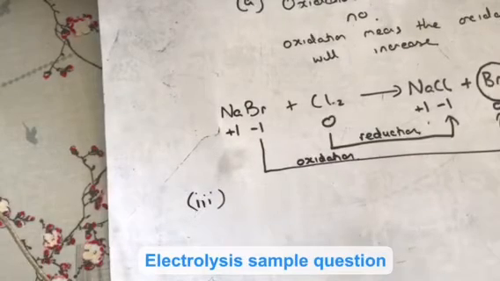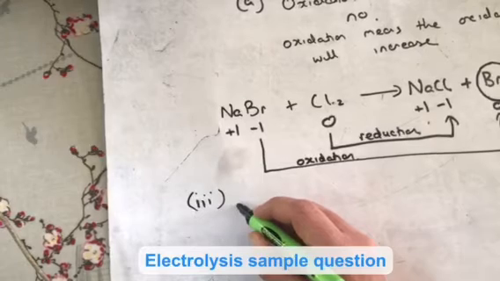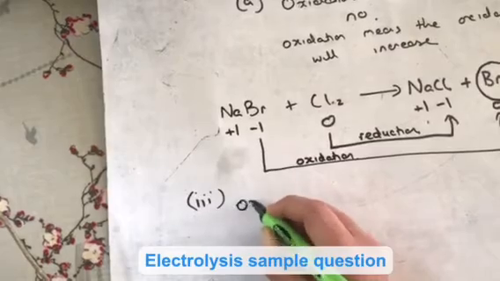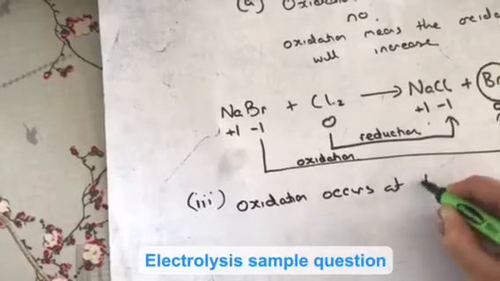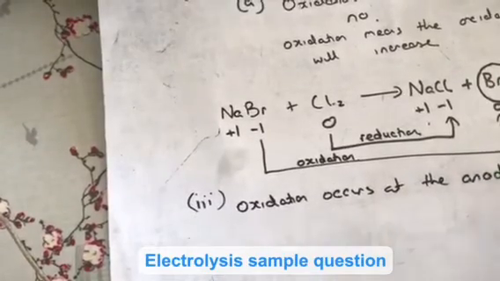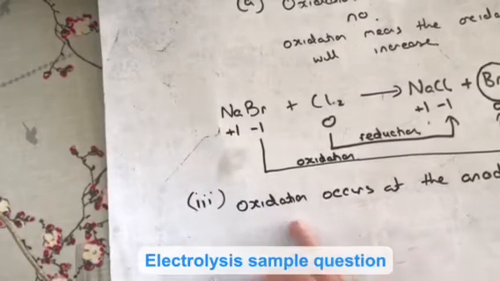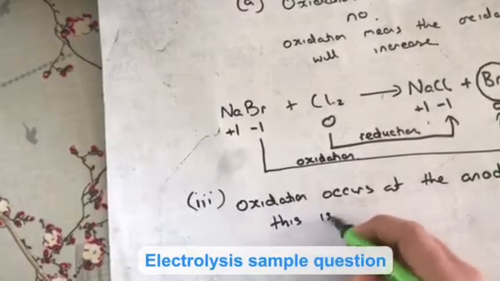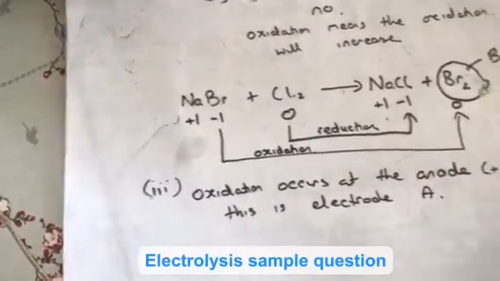So your answer here, girls, is, which electrode does oxidation occur at? Oxidation occurs at the anode. Remember, that is your positive electrode. Remember, oxidation is a loss of electrons. So oxidation, this is electrode A in the diagram.